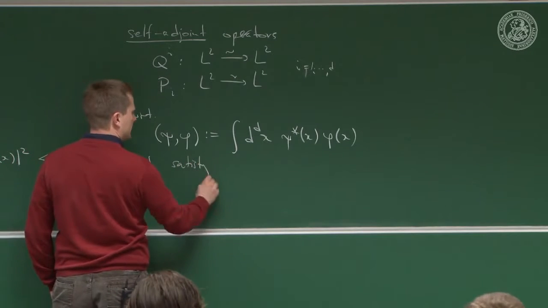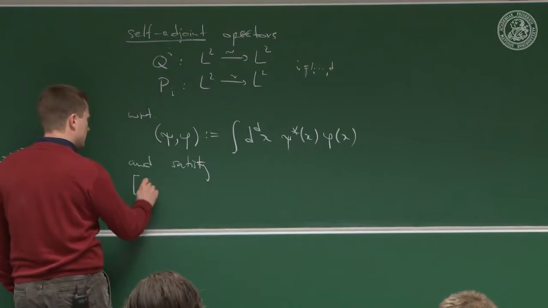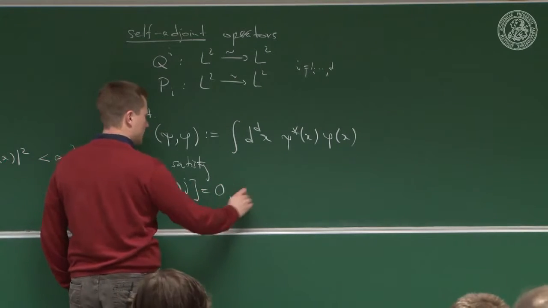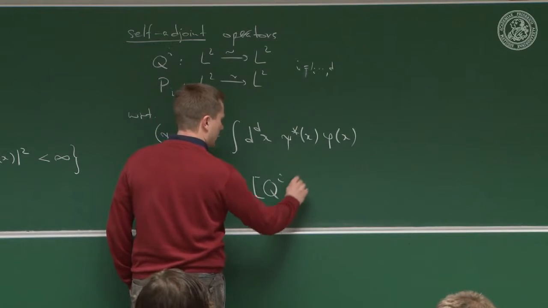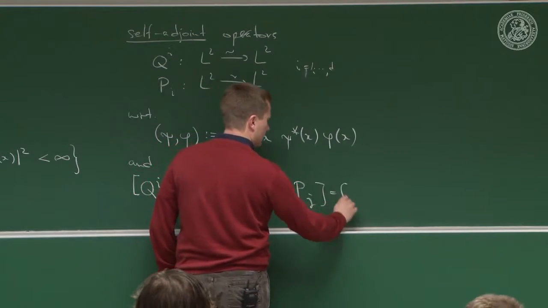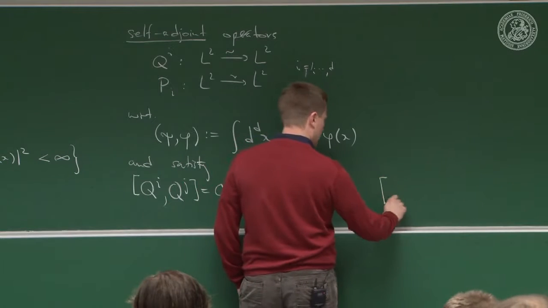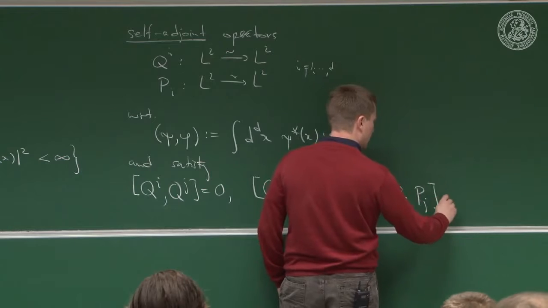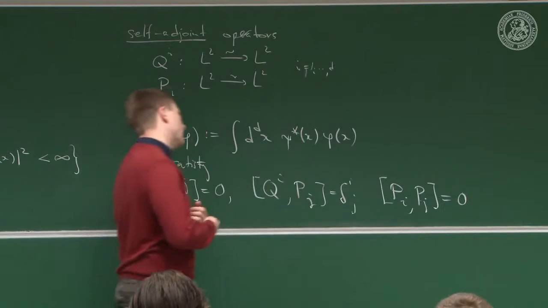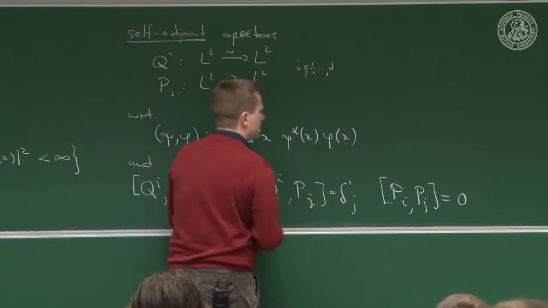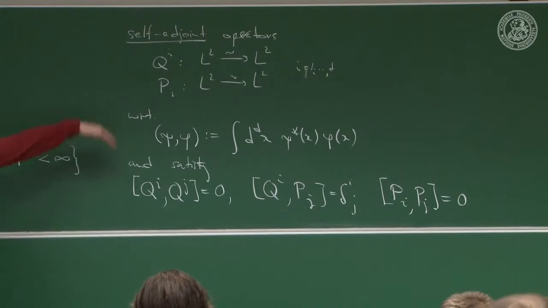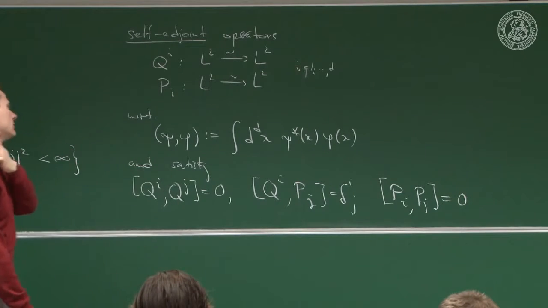They're also supposed to satisfy the commutation relations: the commutator of Q_i and Q_j is 0, the commutator of Q_i and P_j is delta_ij, and the commutator of P_i and P_j again ought to be 0. And here you may insert h bar, but let's say h bar is 1. So this is certainly the standard folklore of what you want to do.